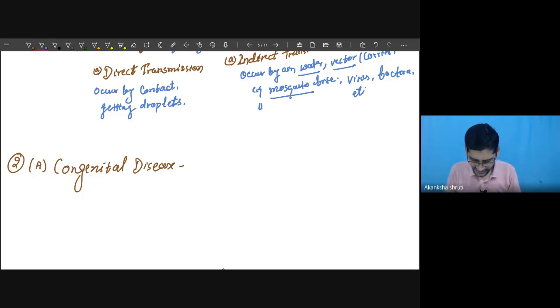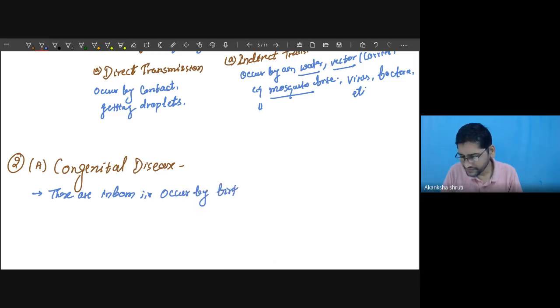So what is congenital disease? Inborn disease. These are inborn, that is, they occur by birth. Such diseases are called congenital disease. There may be certain genetically transmitted diseases, meaning from the parent it gets transmitted to the younger one. Like if the parent has AIDS, the younger also gets AIDS. Many more diseases are there.